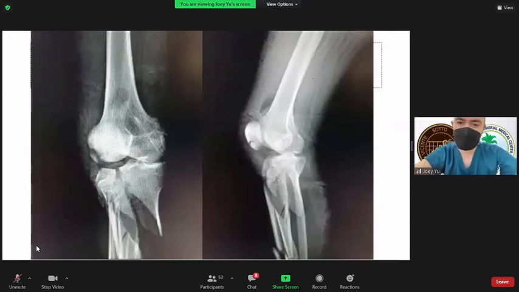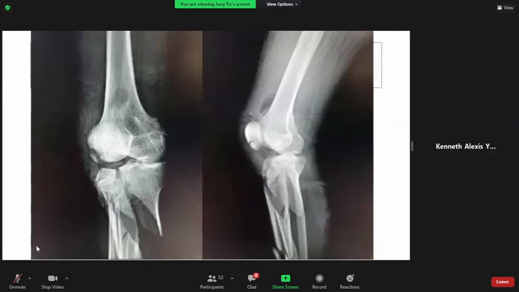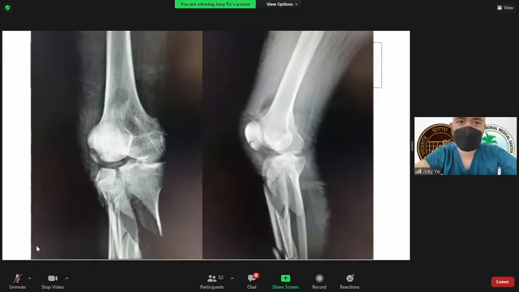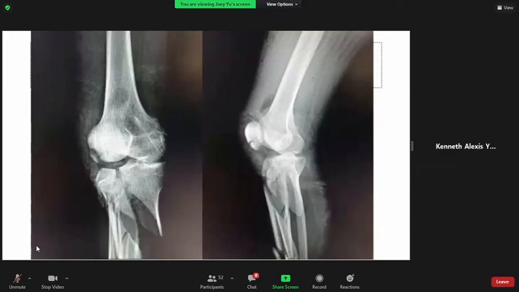The popliteal vessels, Doc, might be disrupted. So you have to consider vascular injuries as well, because if you take a look at it, your proximal fragment is a little sharp, right? Mm-hmm. So always monitor these patients.